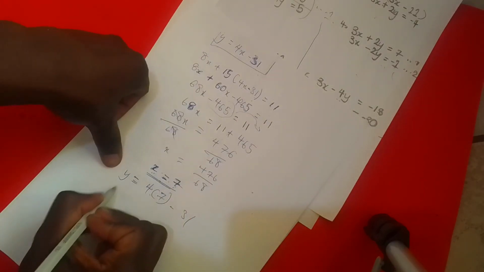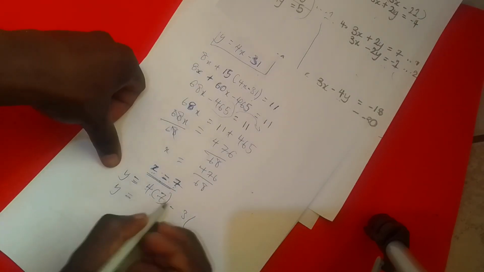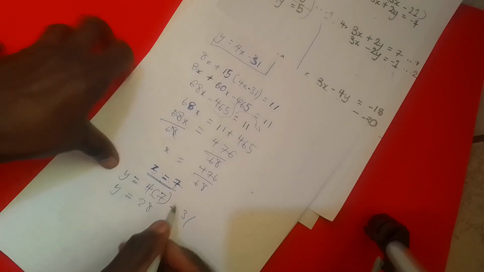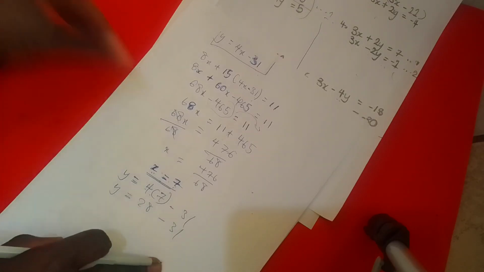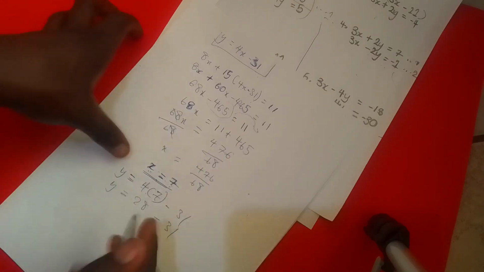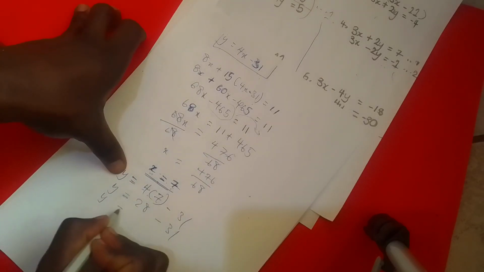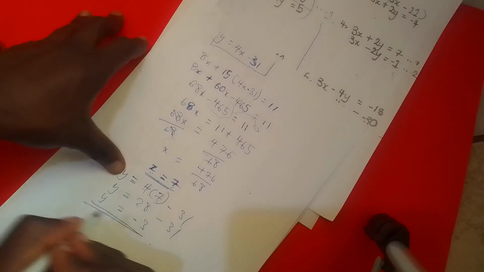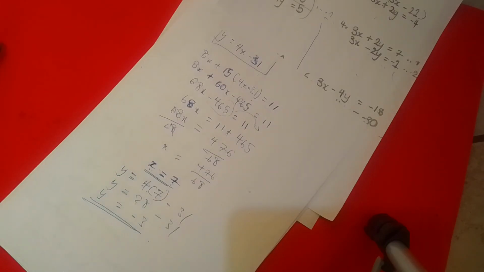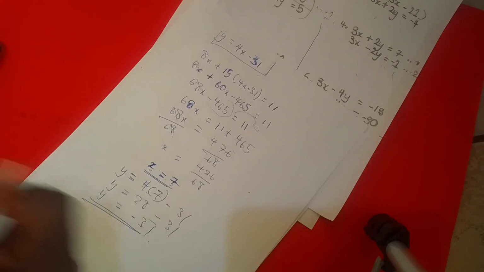So we end up with y equal to what? 4 times 7 is equal to 28. 28 minus 31: 29, 30, 31. So y is equal to negative 3. And that was question 5, worth 4 marks.